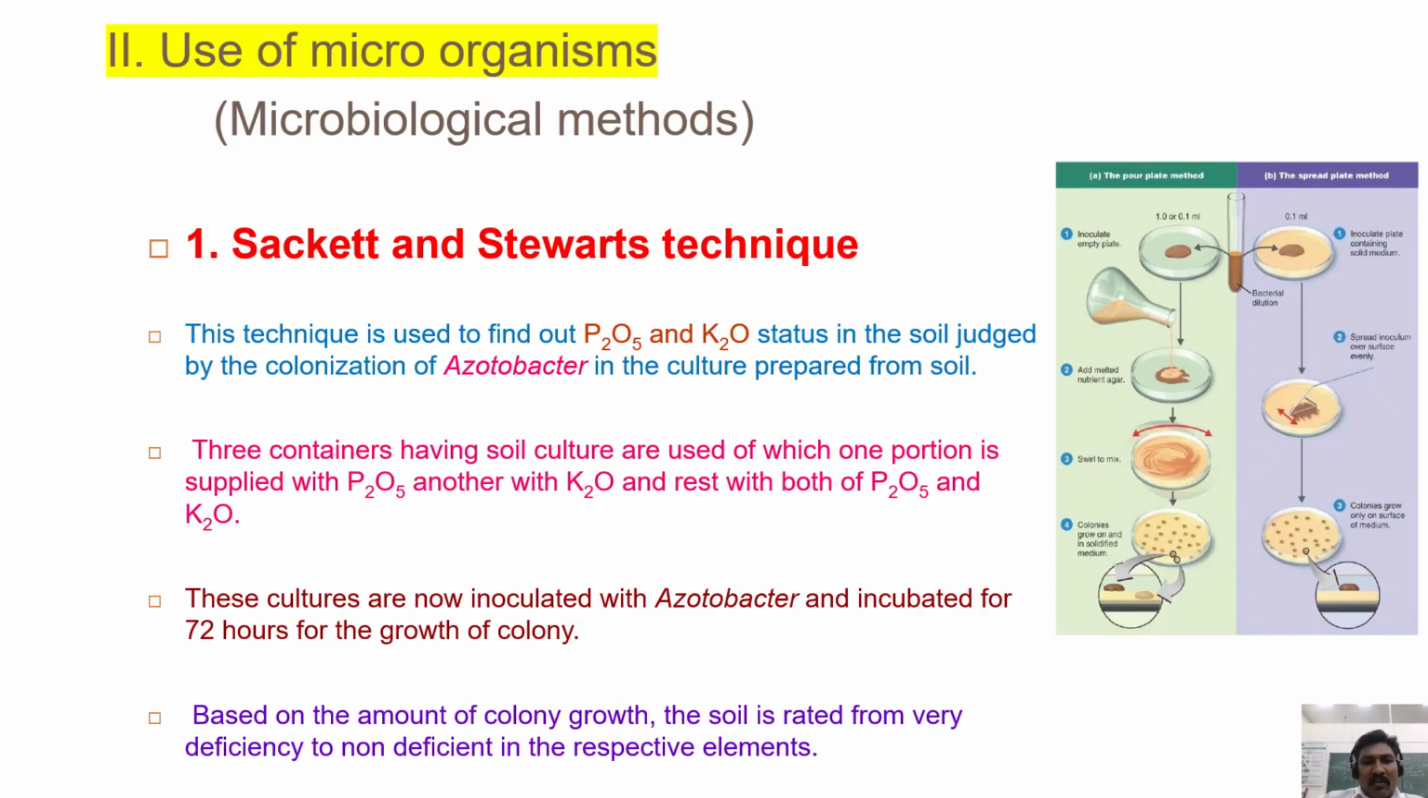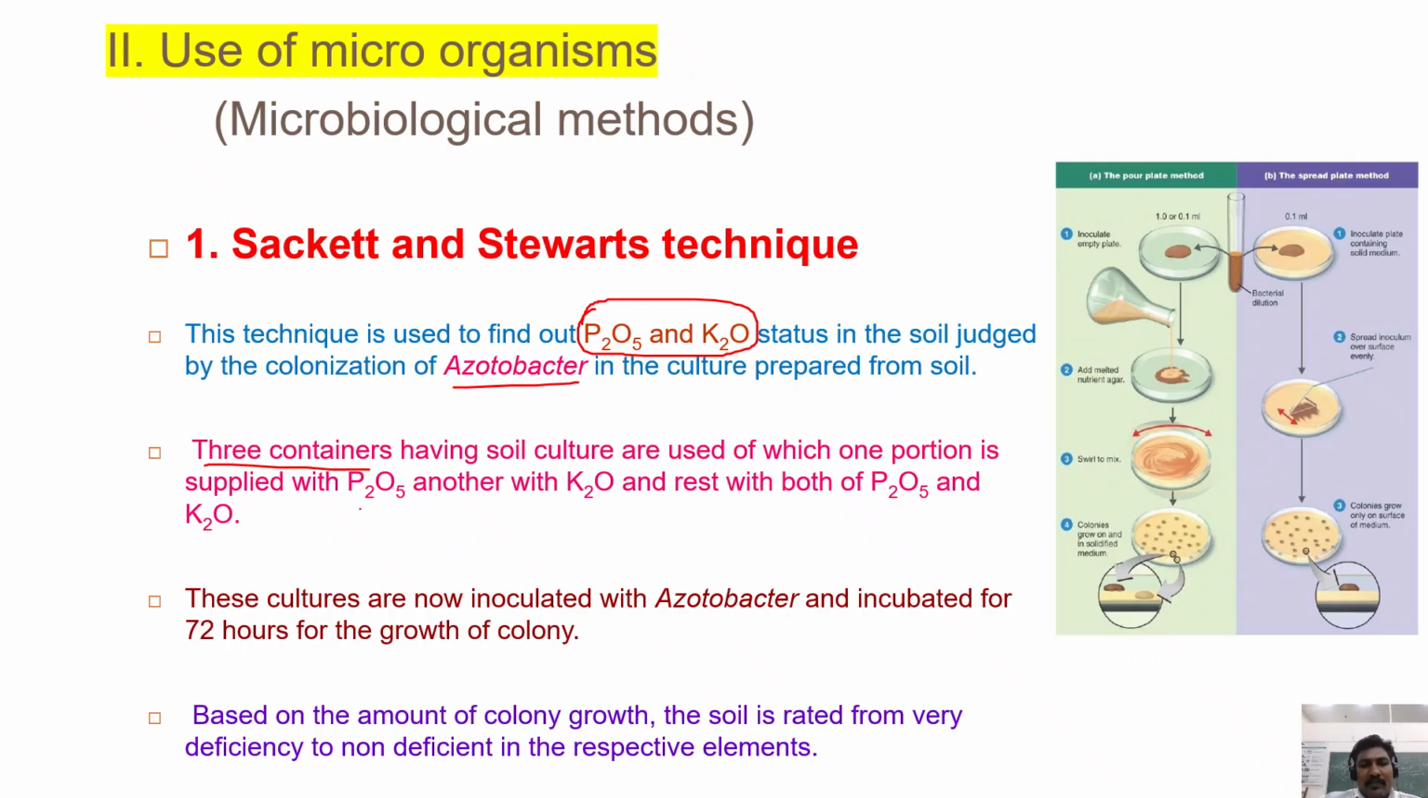Then coming to the use of microorganisms, there are different techniques using different microorganisms. The first one is the Sackett and Stewart technique. This method is mainly for identifying phosphorus and potassium deficiency in soil using Azotobacter as a microorganism. The procedure for this microbiological method through Sackett and Stewart's technique is that three containers will have a soil culture.